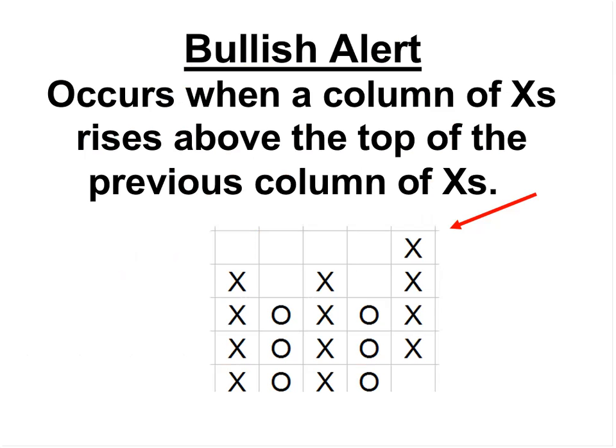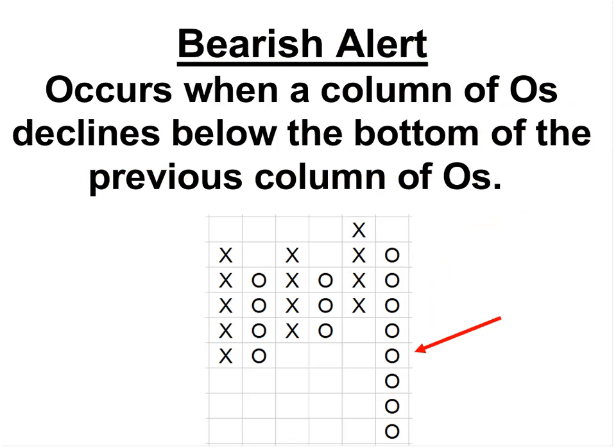Okay, a bullish alert occurs when a column of X's rises above the top of the previous column of X's. So here we have a column of X's going up, and when this final X here was drawn, we note that it surpassed this column of X's. That then becomes a buy signal. That is a bullish alert. It is a buy signal. Okay, now can you guess what a bearish alert would be?